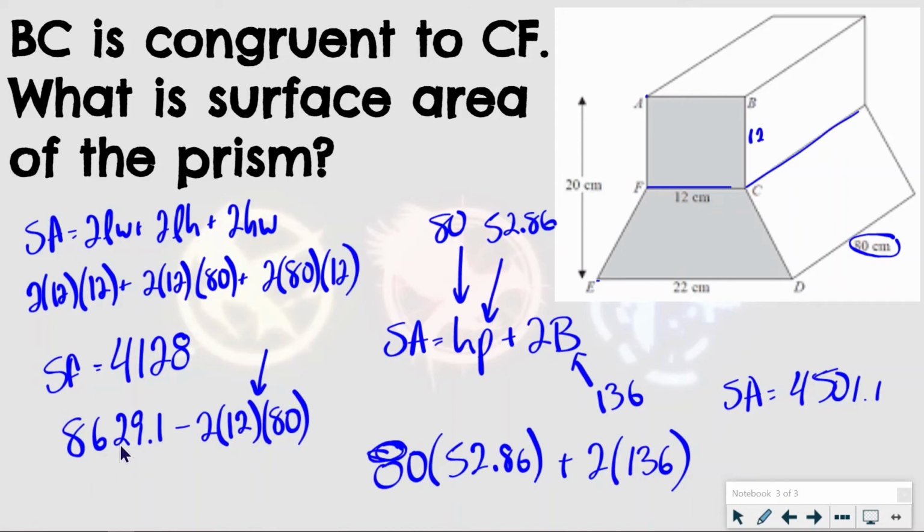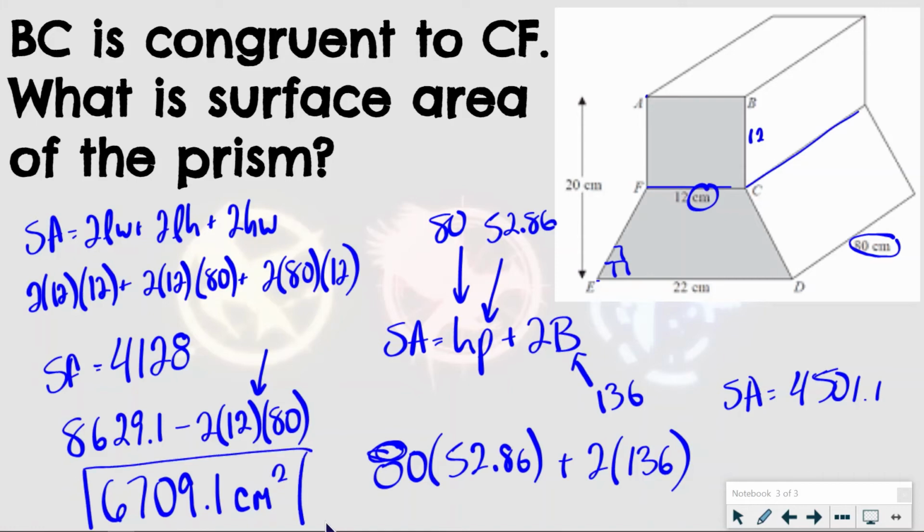So it's going to be this minus 1,920, which is 6,709.1. Our units are centimeters, and we're talking about the surface area. We're talking about literally the number of square centimeters that it would take to cover that shape, and it turns out that that's about 6,700.